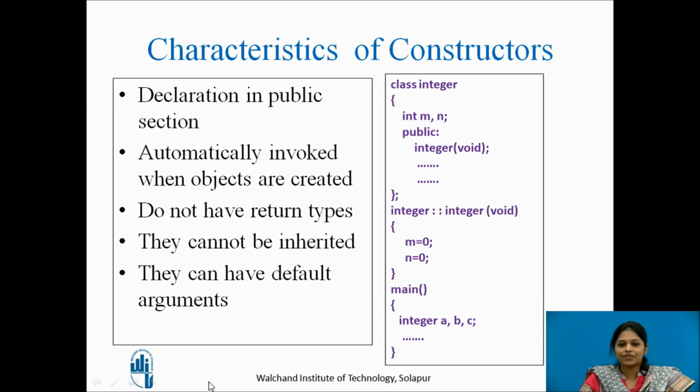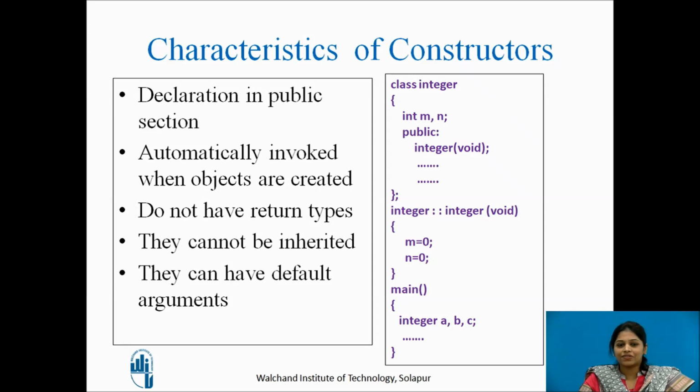The second characteristic is they are automatically invoked when the objects are created. In the example, you can see there are three objects A, B and C. When these are created, the constructor is invoked three times, and it assigns the data members m and n to 0 for the objects A, B and C.